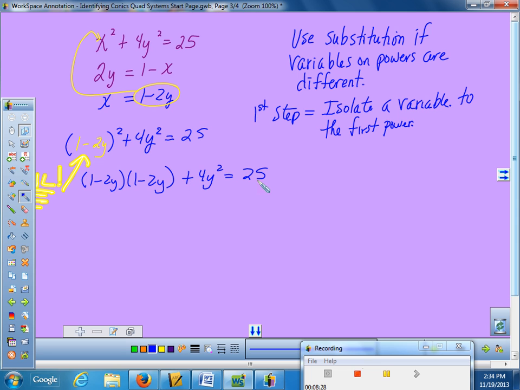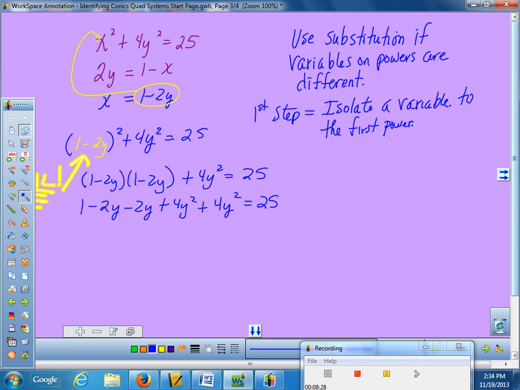So what am I going to get? 1 minus 4y. I'm going to do it twice so I don't lose anybody. I'm going to get 2y twice, so it's going to be 4y. Plus 4y squared. That's the foiling. You still have another plus 4y squared equals 25. Another mistake is that if you get busy foiling, you forget to write down the rest of the problem.